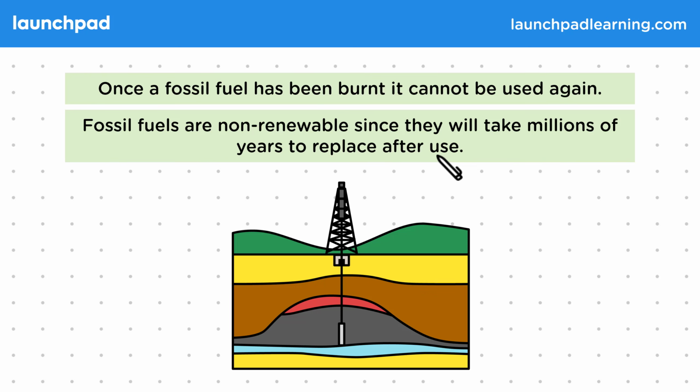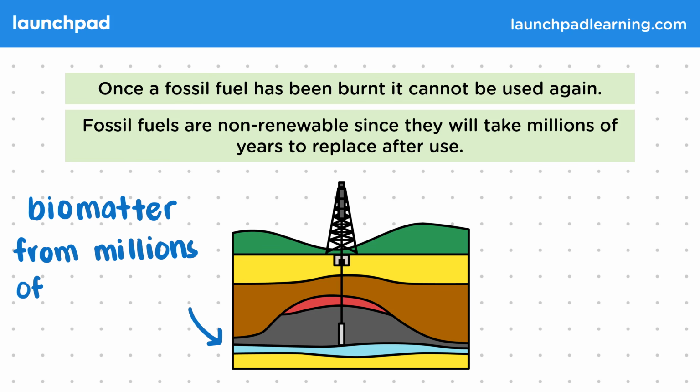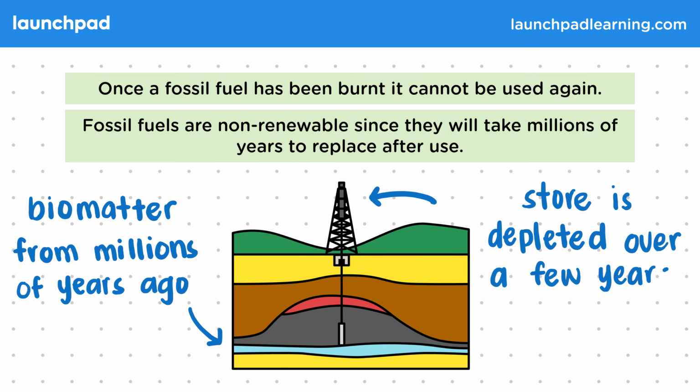This diagram shows an oil store and how it's extracted. Fossil fuels have been underground for millions of years. It actually takes this long to refine them. So stores are used up before they can be replaced. Fossil fuels have only been discovered relatively recently, and stores have been used up since. In fact, a store is depleted over just a few years.